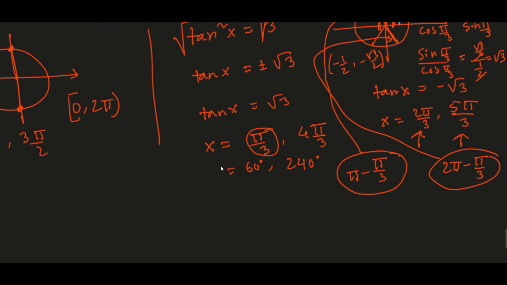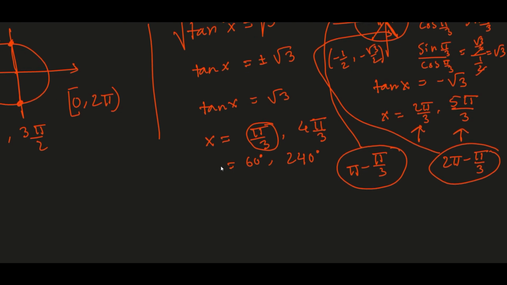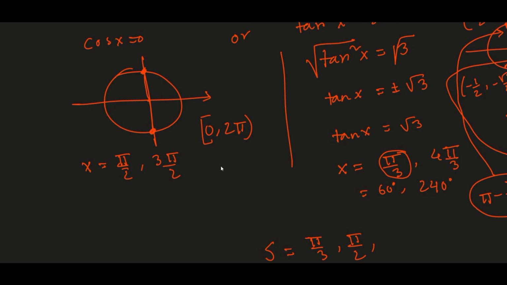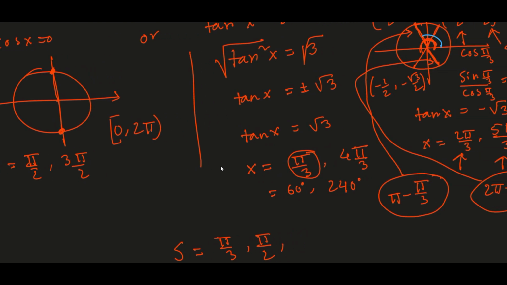Okay, so finally the solutions are x equals pi over 3, then pi by 2. Pi by 2 comes from the first part, the other case. So pi by 2, then 2 pi by 3, then 4 pi over 3, and 3 pi by 2, and finally 5 pi over 3. That's how we solve this kind of problem.